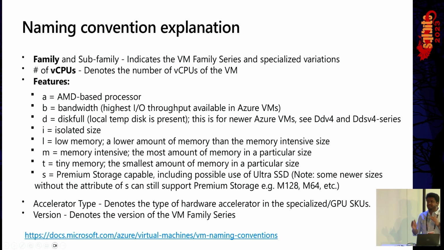As in, if you are in the B word that follows is the VM which has greater bandwidth, okay? If you have a VM with D in it, that means it has the local disk attached to it. And if a VM has I in it, it is the VM which has the isolated size in it. And L has low memory, M has memory intensive, all that.